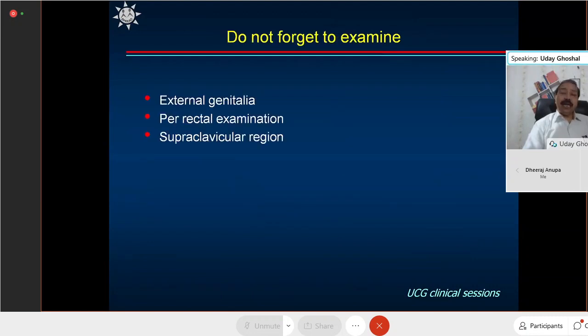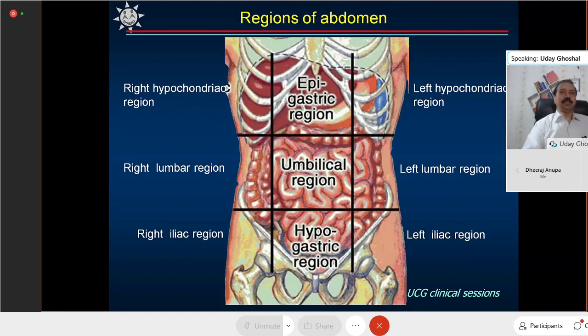Now, any patient with an abdominal lump, do not forget to examine the external genitalia, do a per rectal examination, and examine the supraclavicular region. Because if you read Bailey and Love, it is written that if you do not put a finger inside the rectum, you may put your foot inside it. That is a very important dictum. So if you have an abdominal lump, never forget to examine the external genitalia, do a per rectal examination and supraclavicular examination.